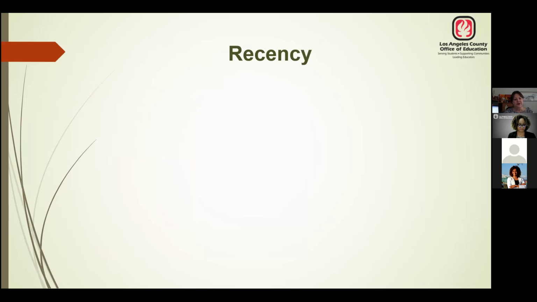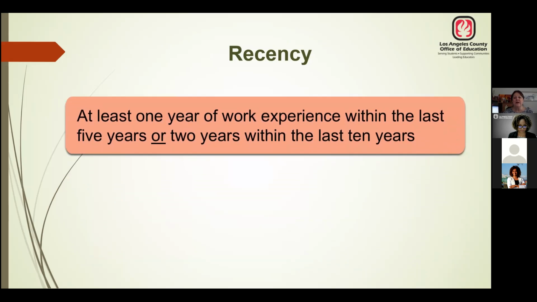So there is another issue, and the issue is what's called recency. There is a recency requirement that CTC has on the work experience. Well, what's the reason? They don't want somebody to have work experience that's 40 years ago. That means they're not up to date in their industry, right? Probably not, unless they've done something else. But what CTC says is recency is at least 1 year, that's 1,000 hours of that work experience should have been within the last 5 years, or 2 years within the last 10 years. So they're looking for that individual to have worked in the industry recently.